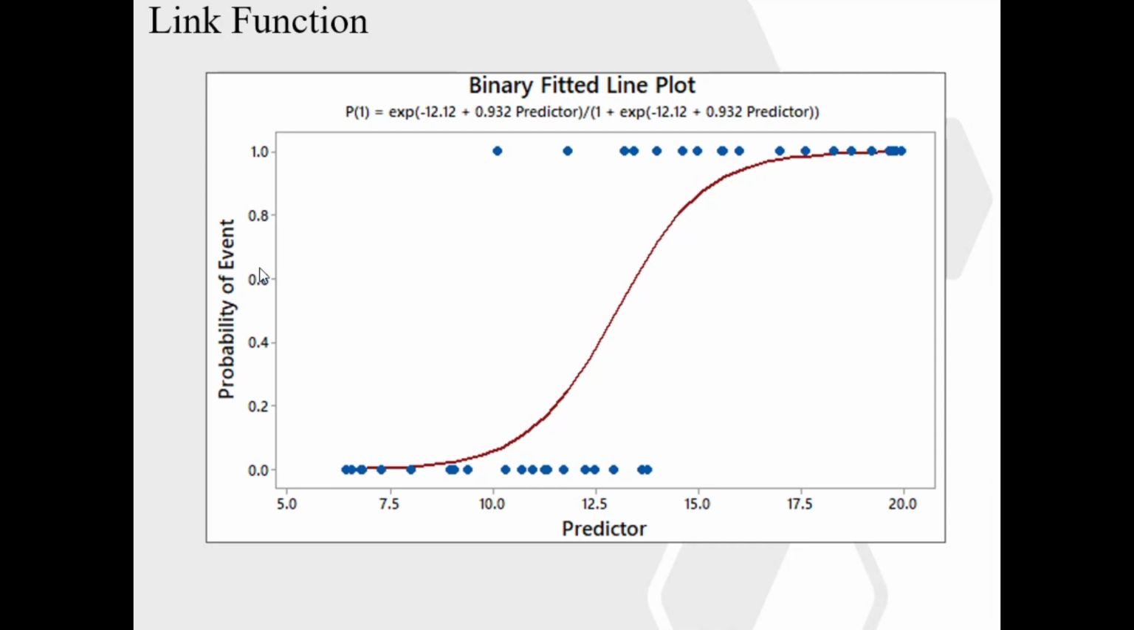However, sometimes it doesn't work out so well, and you do need to change the link function that you're using and try one of the other functions to see which one gives you the best regression model.